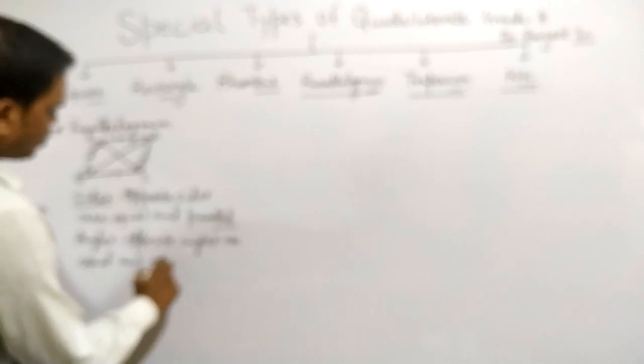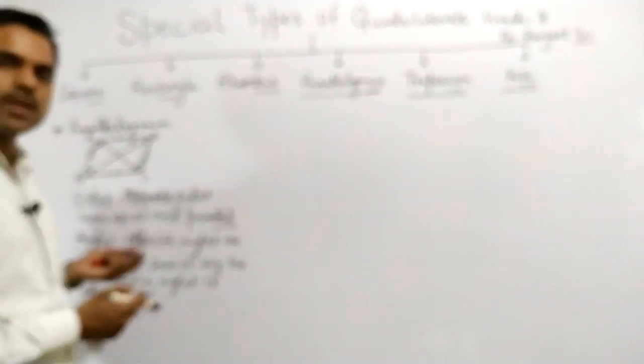So I can write here: opposite angles are equal and the sum of any two consecutive angles is always 180 degrees.